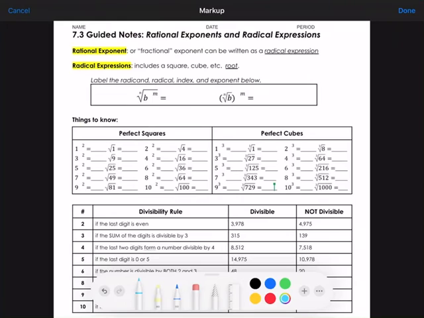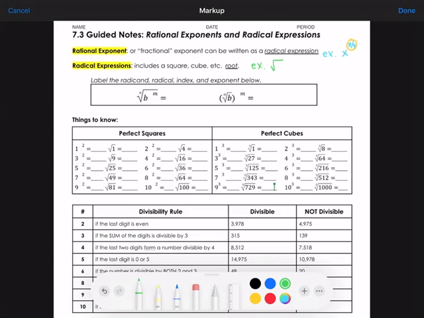So a rational exponent is a fractional exponent, which can be written as a radical expression. For example, what I mean by a fractional exponent is that if I have x to the 3/4, the actual exponent here is a fraction. So this is called a rational exponent. And then rational exponents can be written as radical expressions, which include a square, cube, or fourth root.